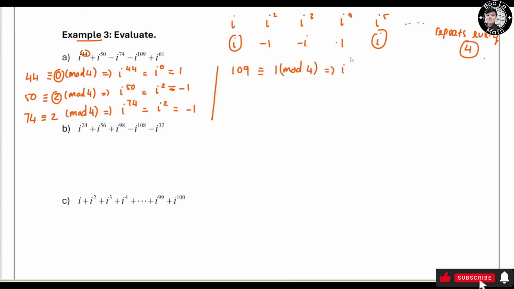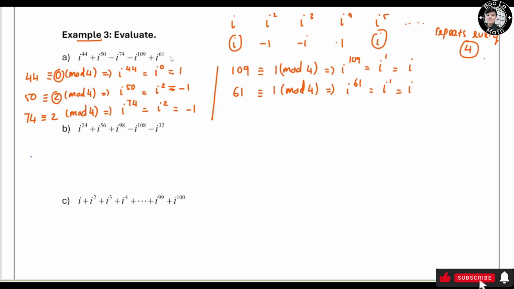So i to the 109 is i to the first, and it's going to be i, right? And the last one, 61 is congruent to 1 mod 4, right? Because 61 divided by 4 is going to be 15 and the remainder is 1, right? So then i to the 61 equals i to the first, and it's going to be i, right?